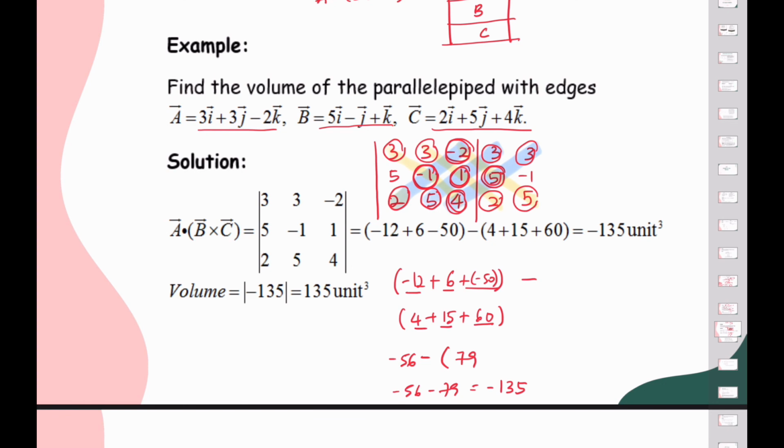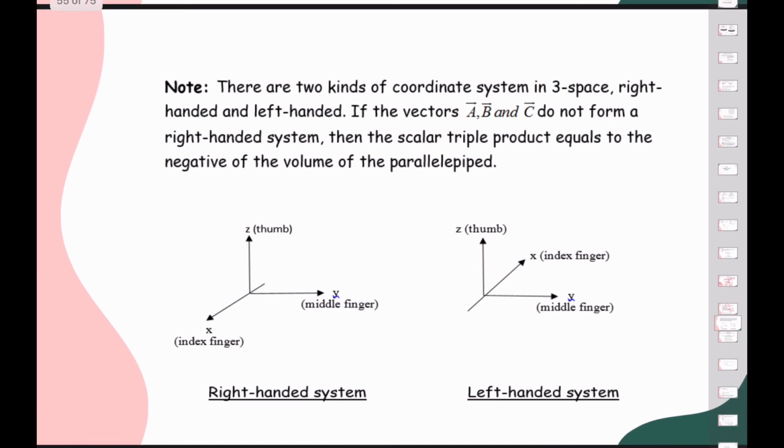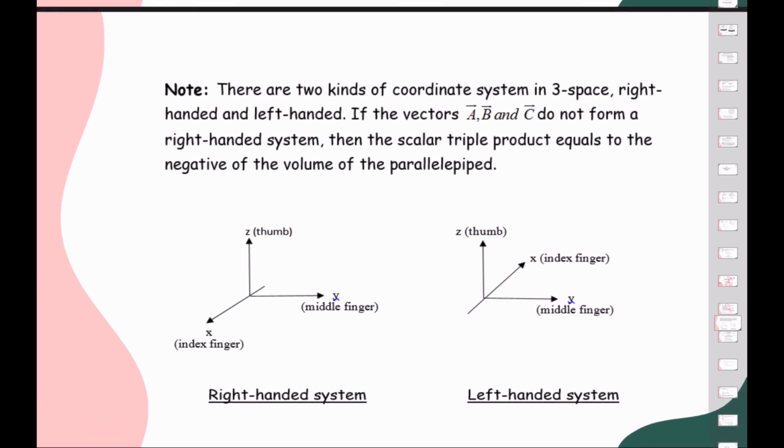But now we are finding the volume of the parallelepiped. How come the volume is negative? Volume cannot be negative. Okay, so when you have a negative value, it means that we are now in the left-handed system. Okay, so we have a right-handed system like this. When we have axes, x here, y here and z here.